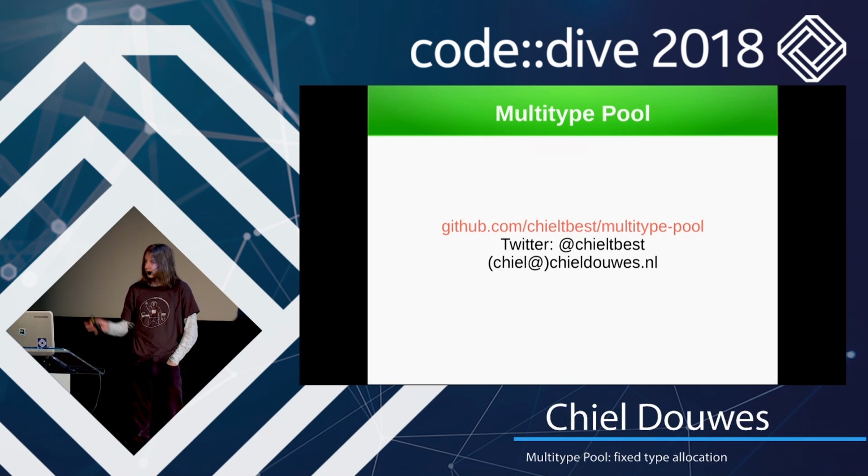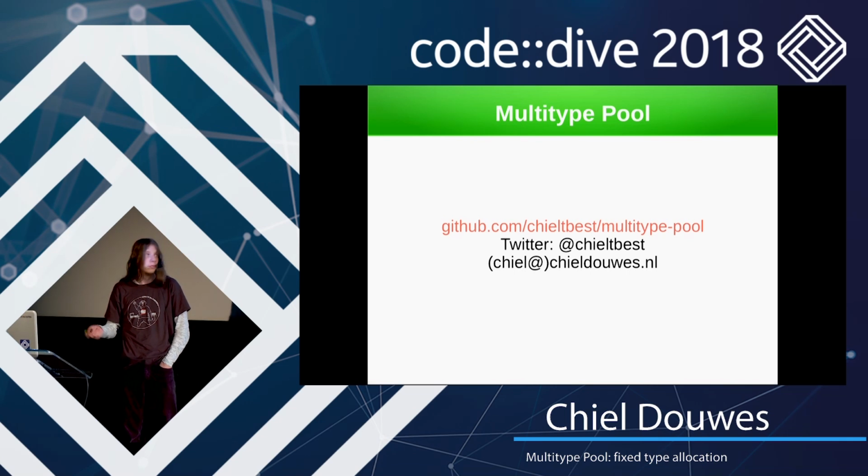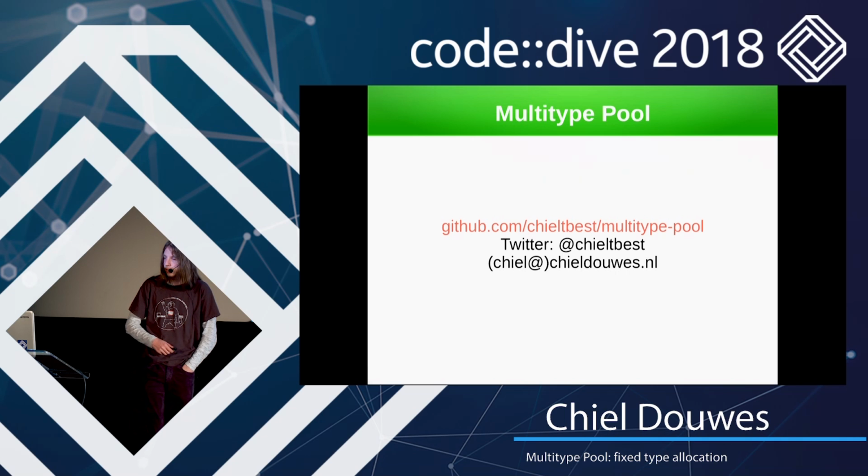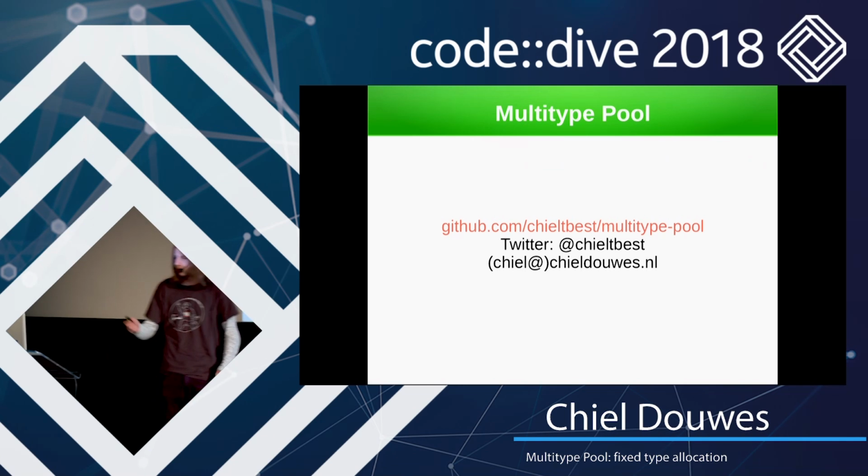Hello everybody. I'm going to talk about my compile time multitype pool allocator, which is an allocator that uses fixed types for a pool to reduce fragmentation and give some guarantees.